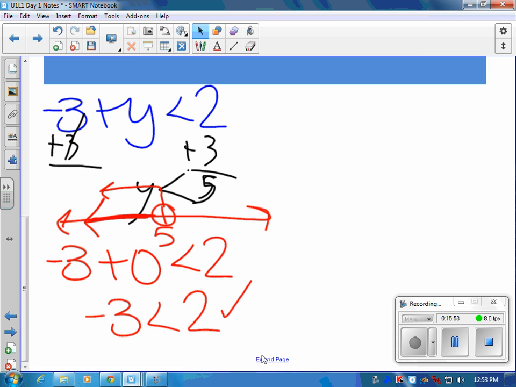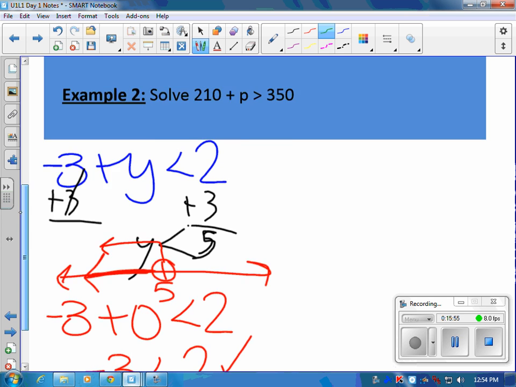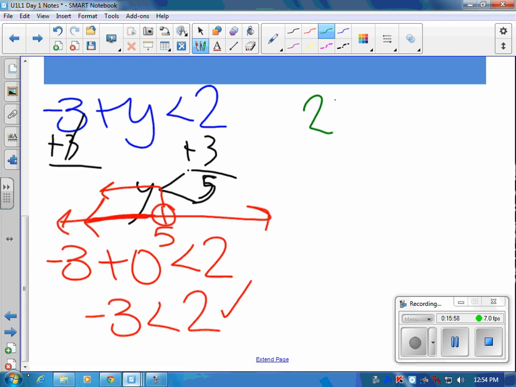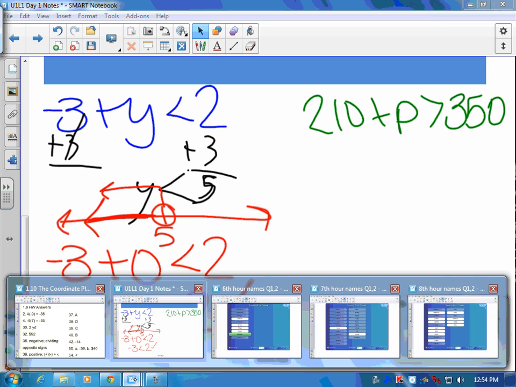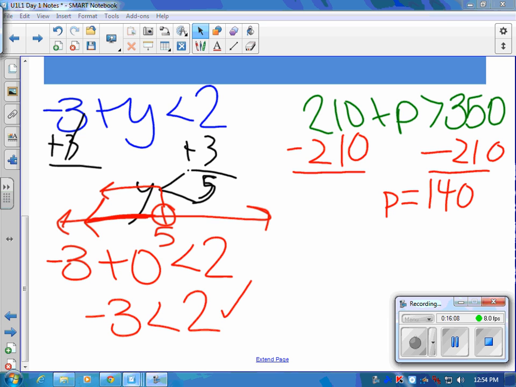Okay, let's take a look at the next one, and I think it's 210 plus p greater than 350. What do we think? Looks like Ethan subtracted 210. Why'd you subtract, Ethan? It's a positive value, so we need to subtract from both sides. And we got an answer of p equals 140. Matthew's shaking his head. Why are you shaking your head, Matthew?